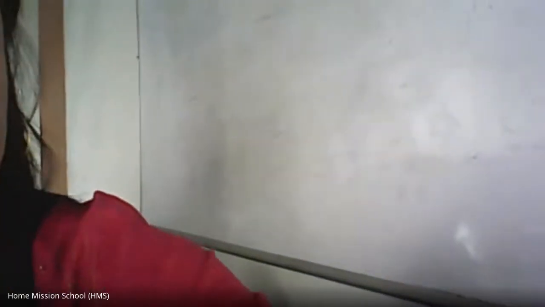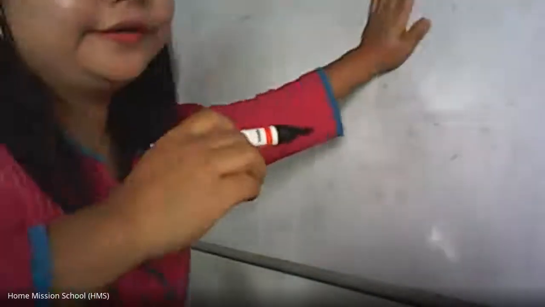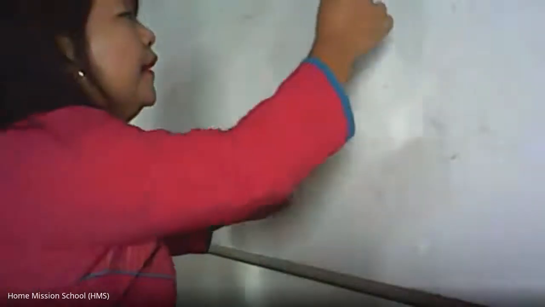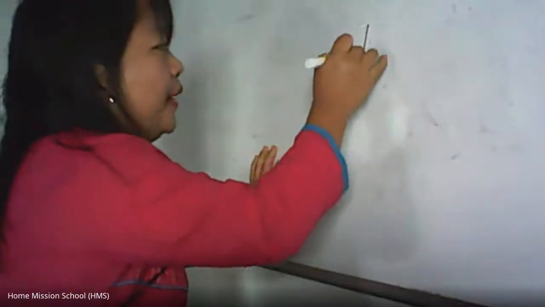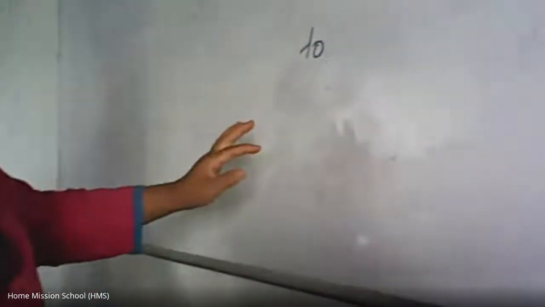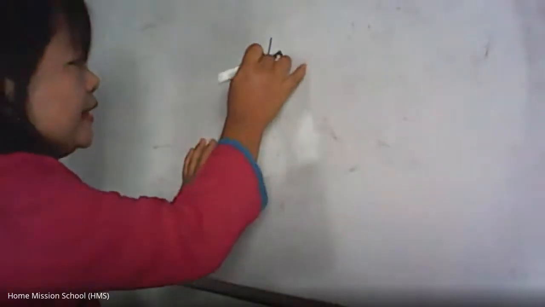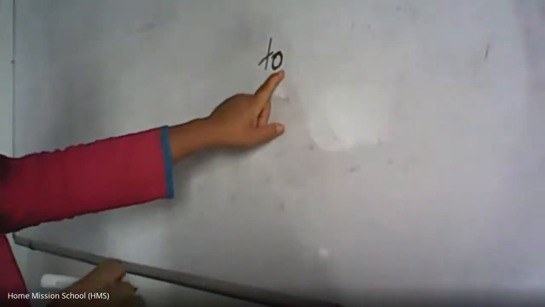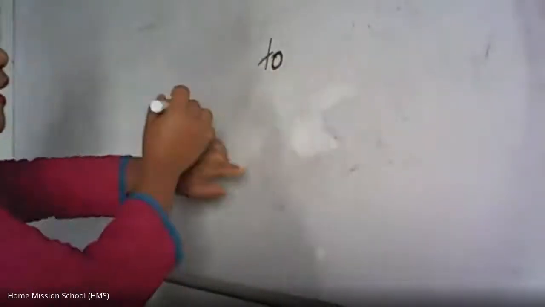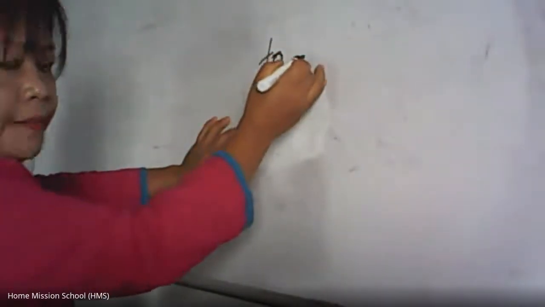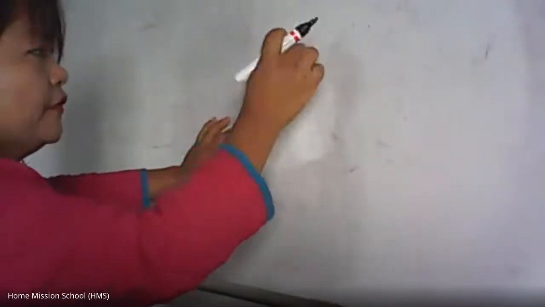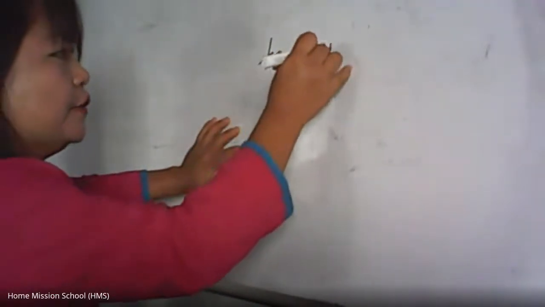Let me just point the camera to the board here. Okay, can you see the board here? Okay, let me write it here. Now when you see "to," after this, if you use a verb, it has to be the first form of the verb. We never use "to went."